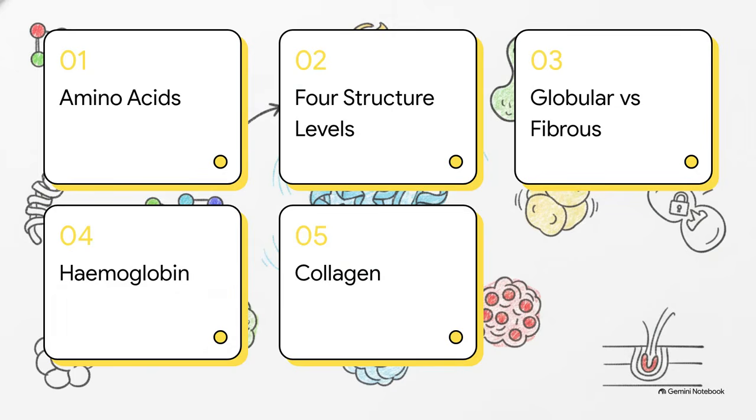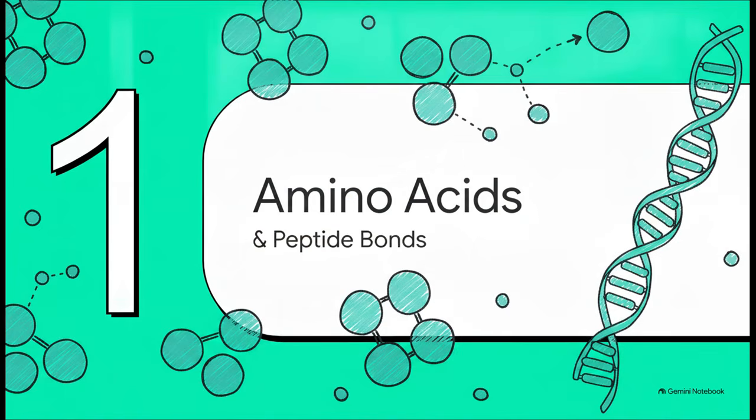Here is our roadmap for today. 1. Amino acids and peptide bonds. 2. The 4 levels of protein structure. 3. Globular versus fibrous proteins. 4. Hemoglobin. And finally, 5. Collagen. Kicking things off with Section 1, Amino acids and peptide bonds.